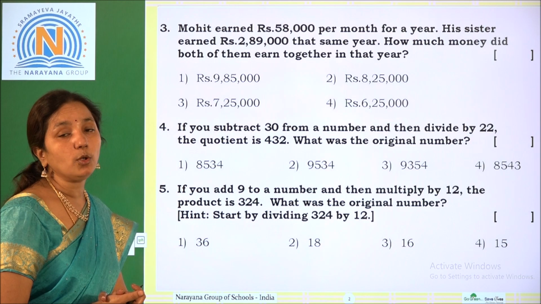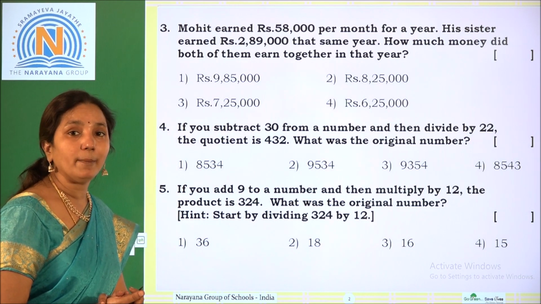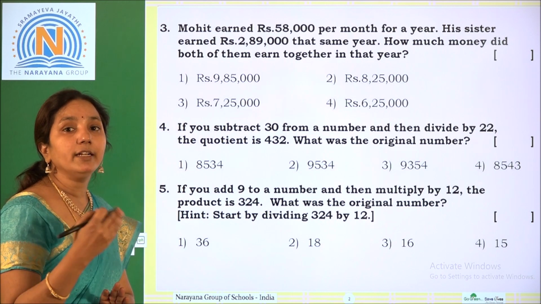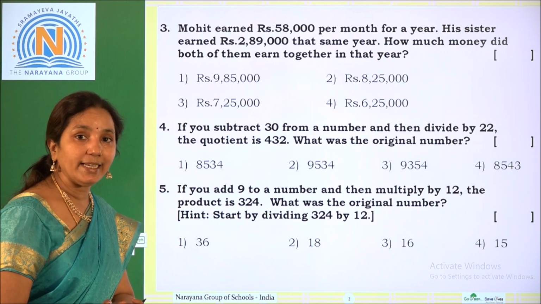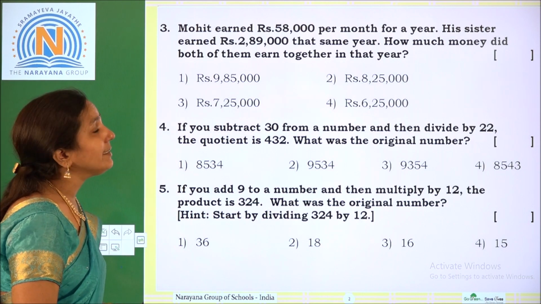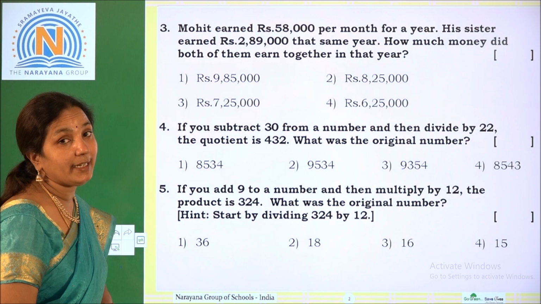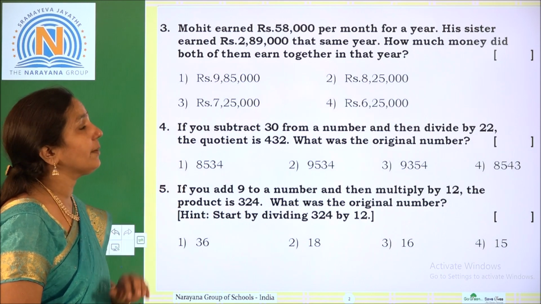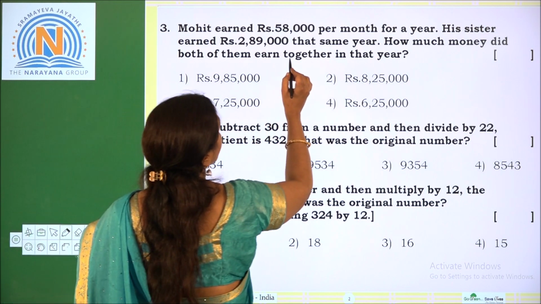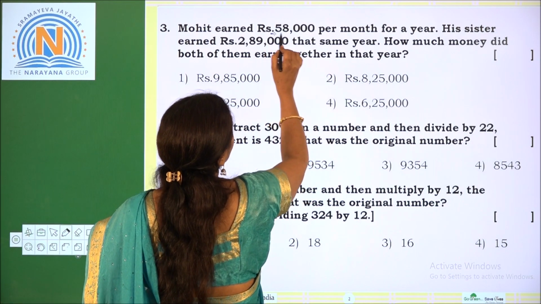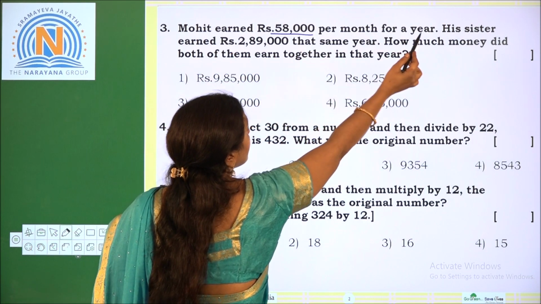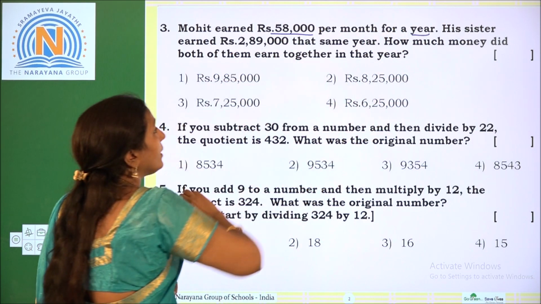So 1 year equals 12 months. You already know 1 month's money, so 12 into the 1 month amount will give the 1 year amount. And then we have to add how much his sister earned in a year, so we get the total amount earned by both together. So which operation do we do first? First we have to find what he earned in 1 year from the per month amount.